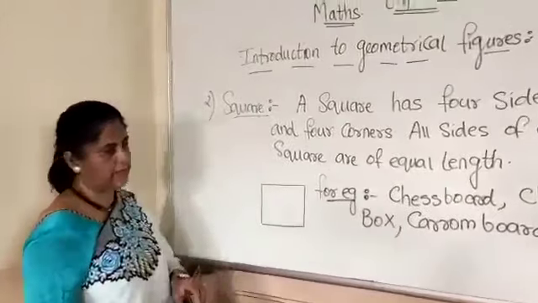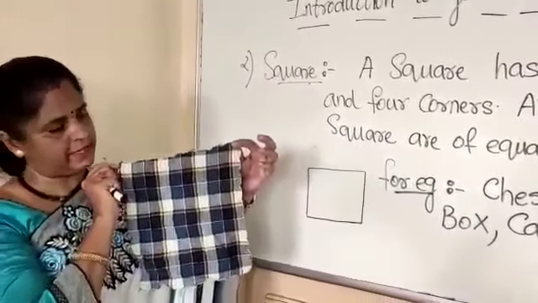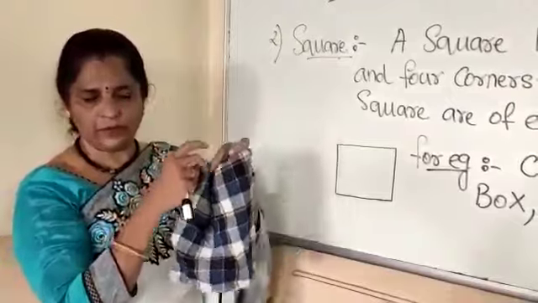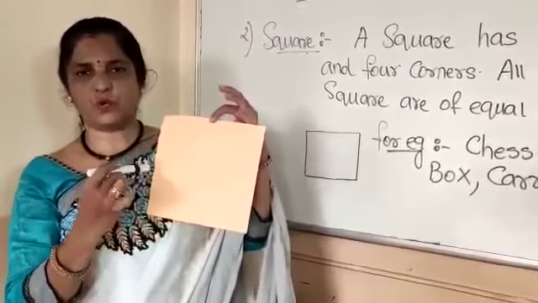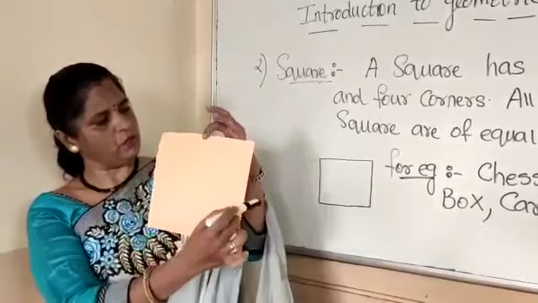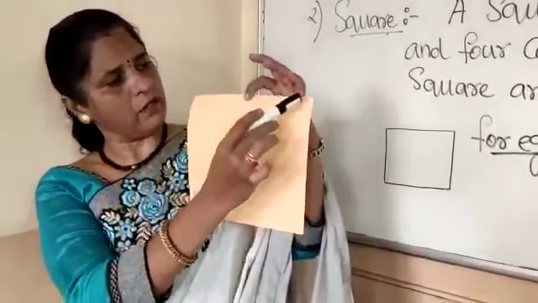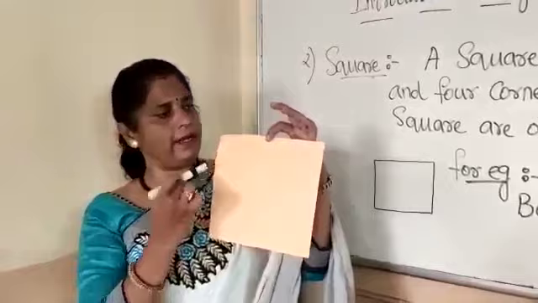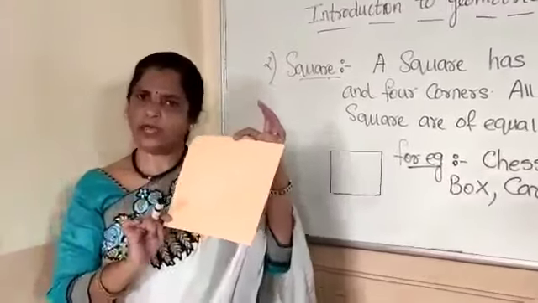Now let's see another example. See the handkerchief. What is the shape of handkerchief? It is a square. Why it is square? Because all the sides are equal. See, this is a piece of paper. See the shape of the paper? Square. Why it is square? Because it has four sides. 1, 2, 3, 4. Four sides and four corners. It has four sides and four corners, and all the sides of the square are equal. So this paper is of square shape.